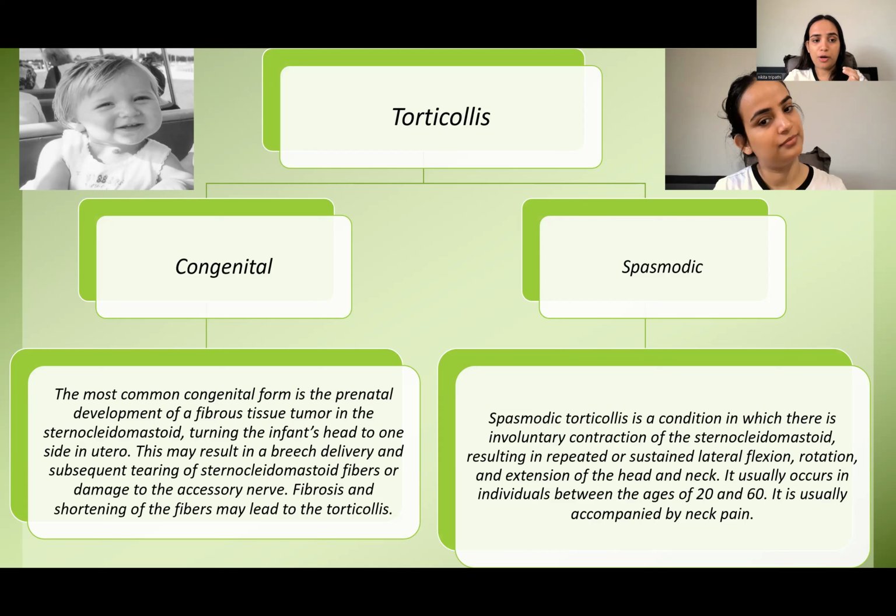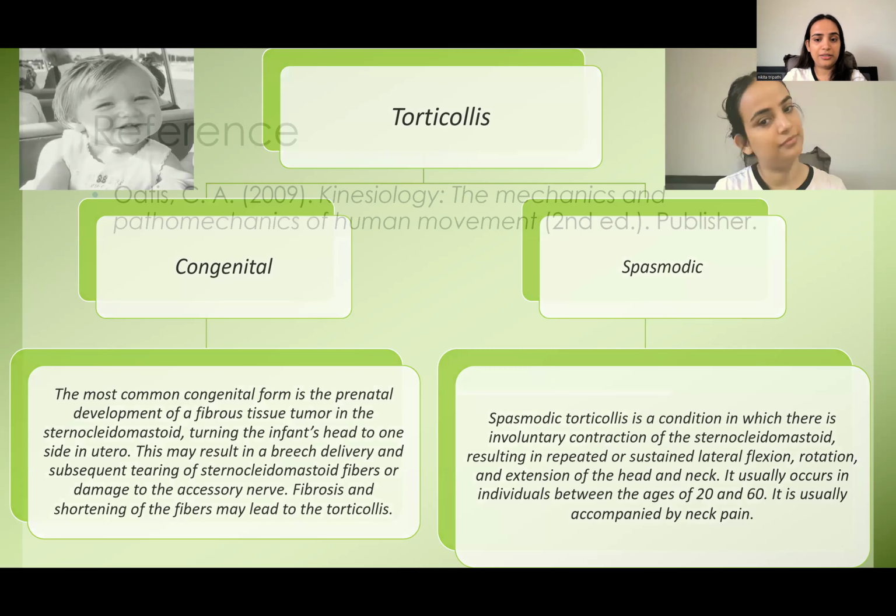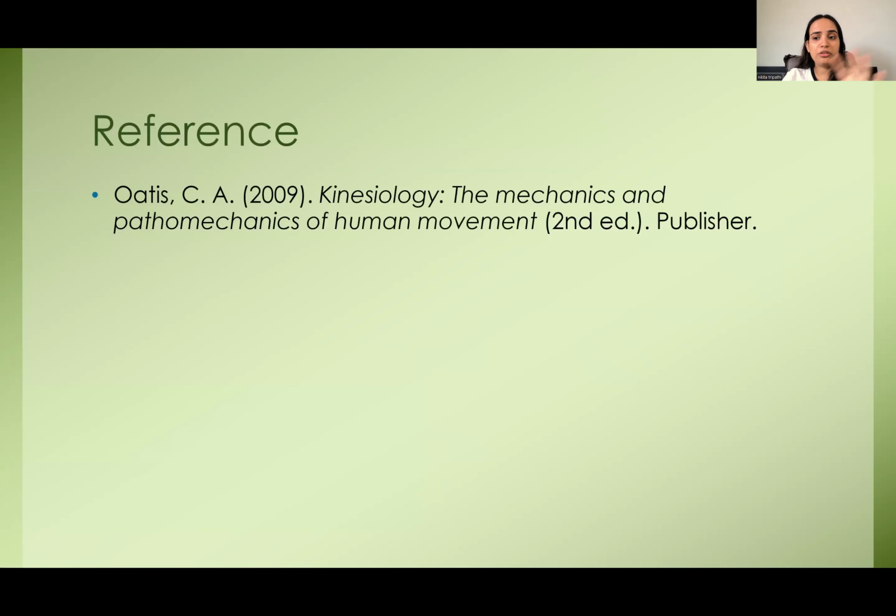Then we talked about the types of torticollis: spasmodic, temporary, from abnormal posture while sleeping or while working, or congenital, that is related to prenatal care. So this is all about torticollis, and I covered all the things about the torticollis definition and everything, the images from the Carol Otis.